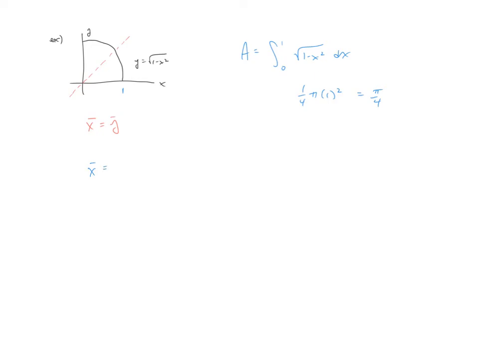x bar would be 1 over A, so 4 over pi, integral 0 to 1, x times the square root of 1 minus x squared dx. This integral is a whole lot easier. Now you just have a u sub, which takes care of this guy, and it falls apart pretty quickly. This ends up being 4 over 3 pi. Since we made an observation at the beginning that x bar has to equal y bar, we know that y bar also has to equal 4 over 3 pi. Therefore, the centroid would be 4 over 3 pi, 4 over 3 pi as an ordered pair.